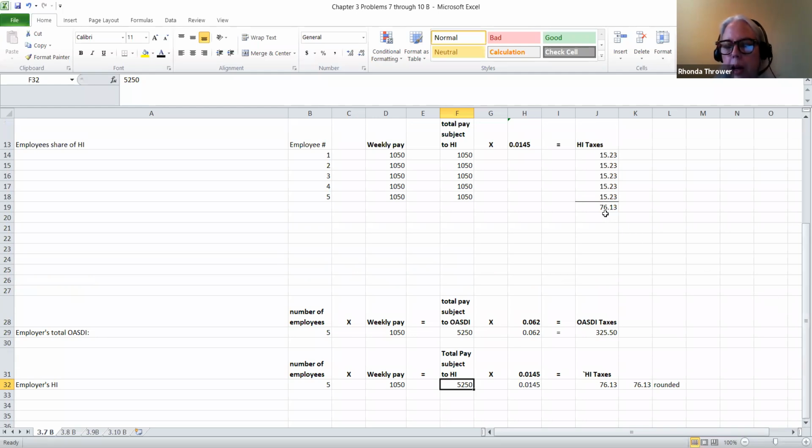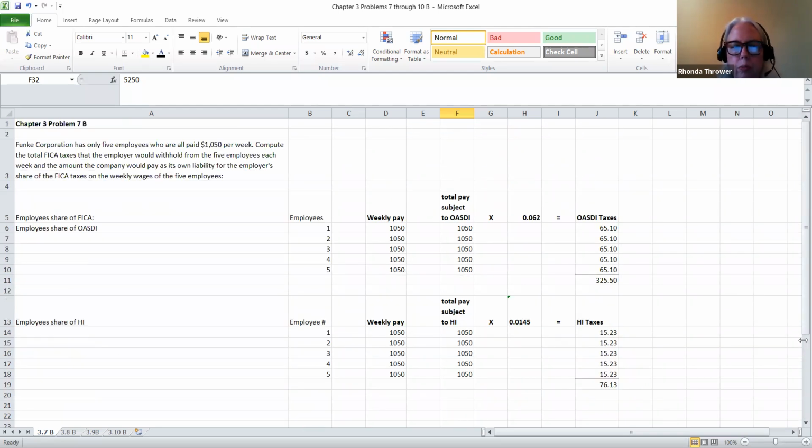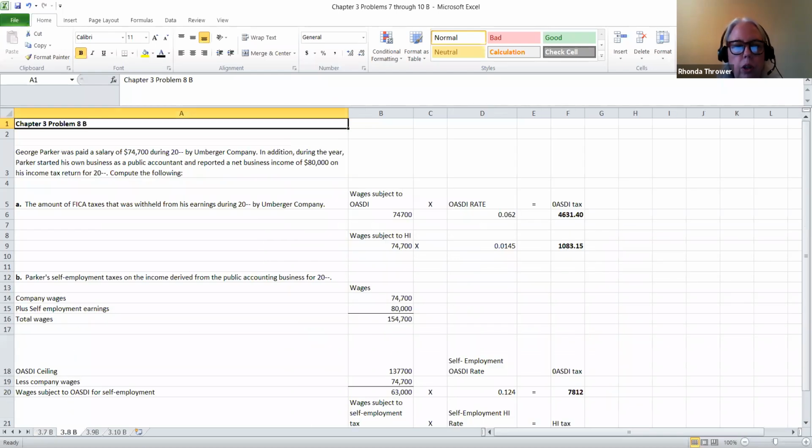Notice it also matches the total amount that the employees put in, but sometimes there can be a little bit of a rounding difference between these two numbers. But in this case, it matched exactly as it should have. So that's all they wanted you to do in this particular problem. So I'm going to move to our next problem, which is problem 8B.